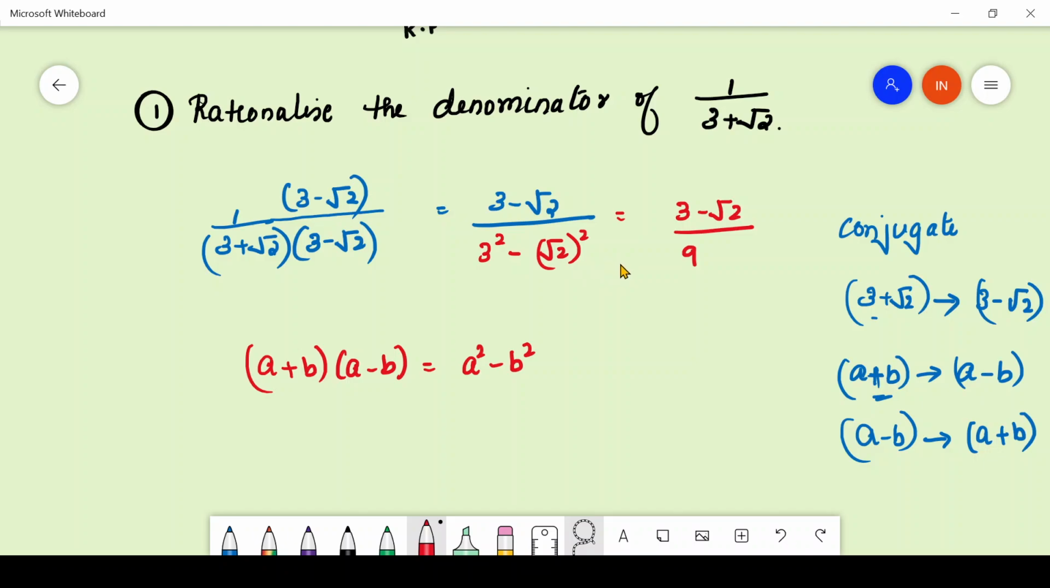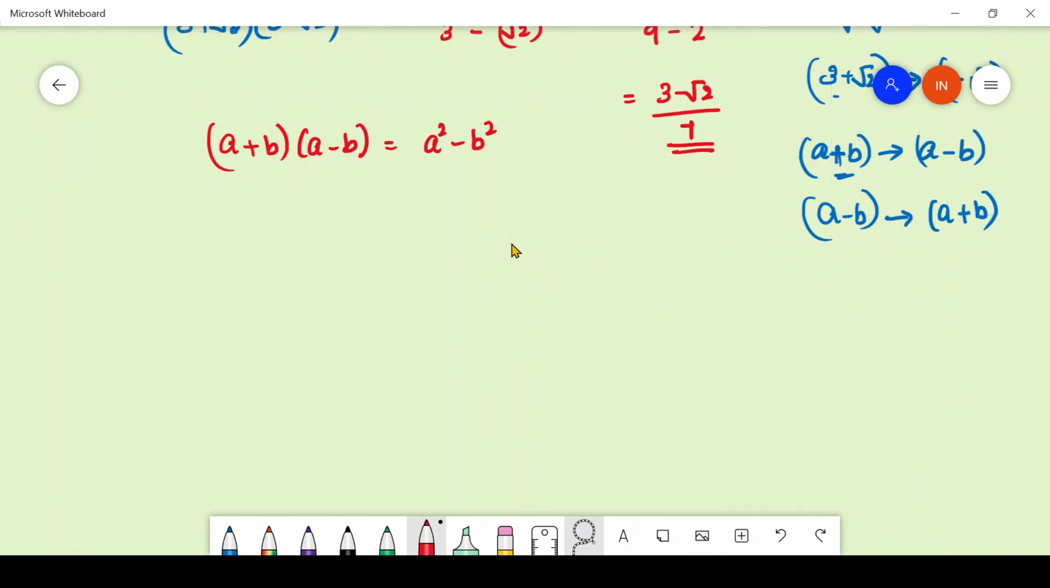You know, the root of a number, when it is squared, the root will go and the number remains, right? That is equal to (3 minus root 2) by 7. So now you got the denominator as a rational number, and this is how we can apply rationalization in simplification. So let's see another question.